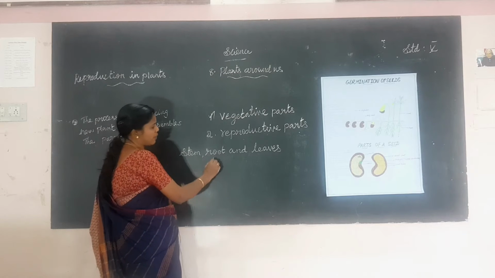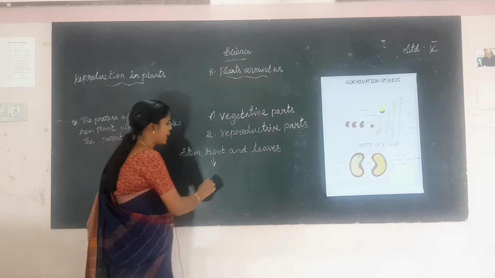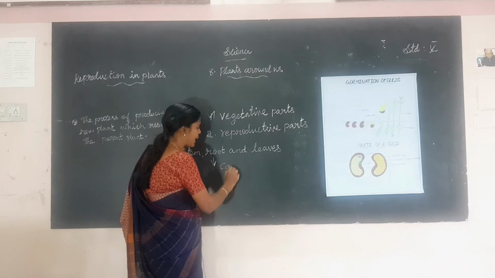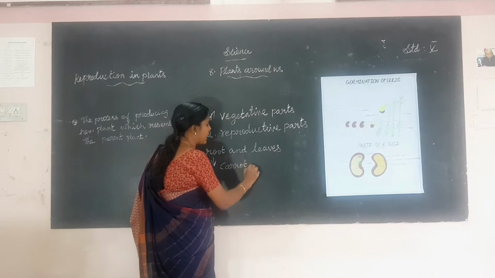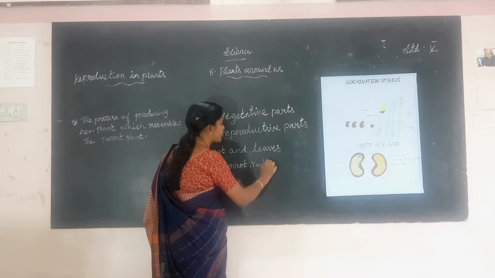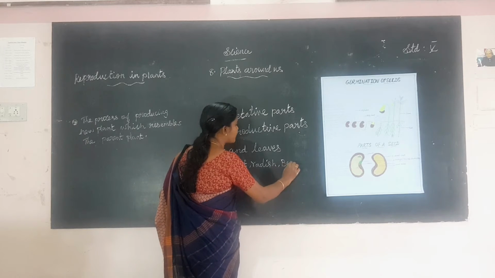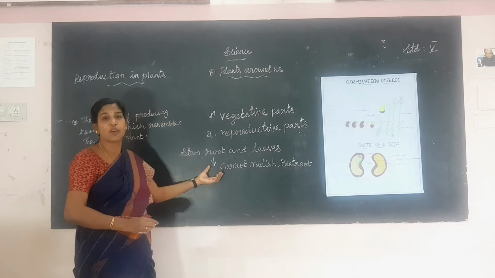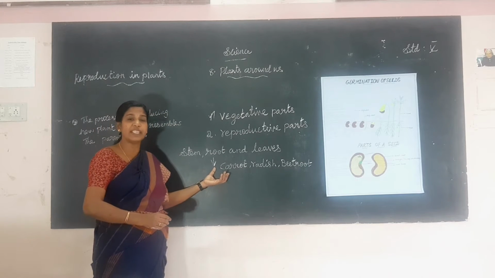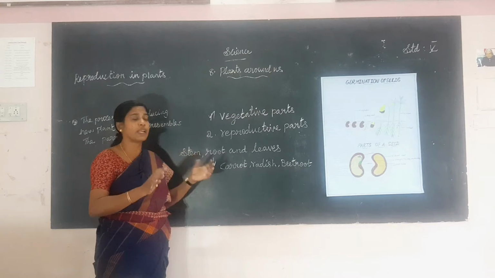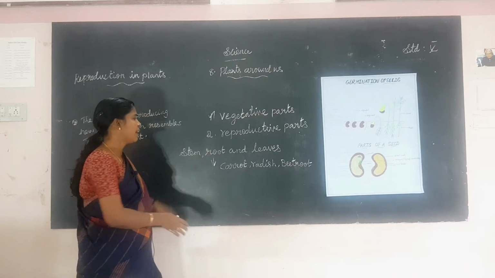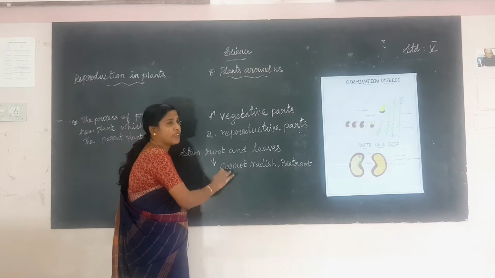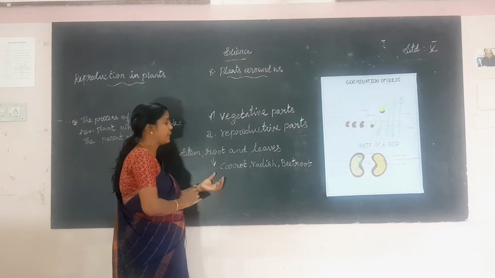Examples for the root are radish, carrot and beetroot. The edible part is also food. The root region stores the food. That root region only grows the new plant. New plants grow from the root.